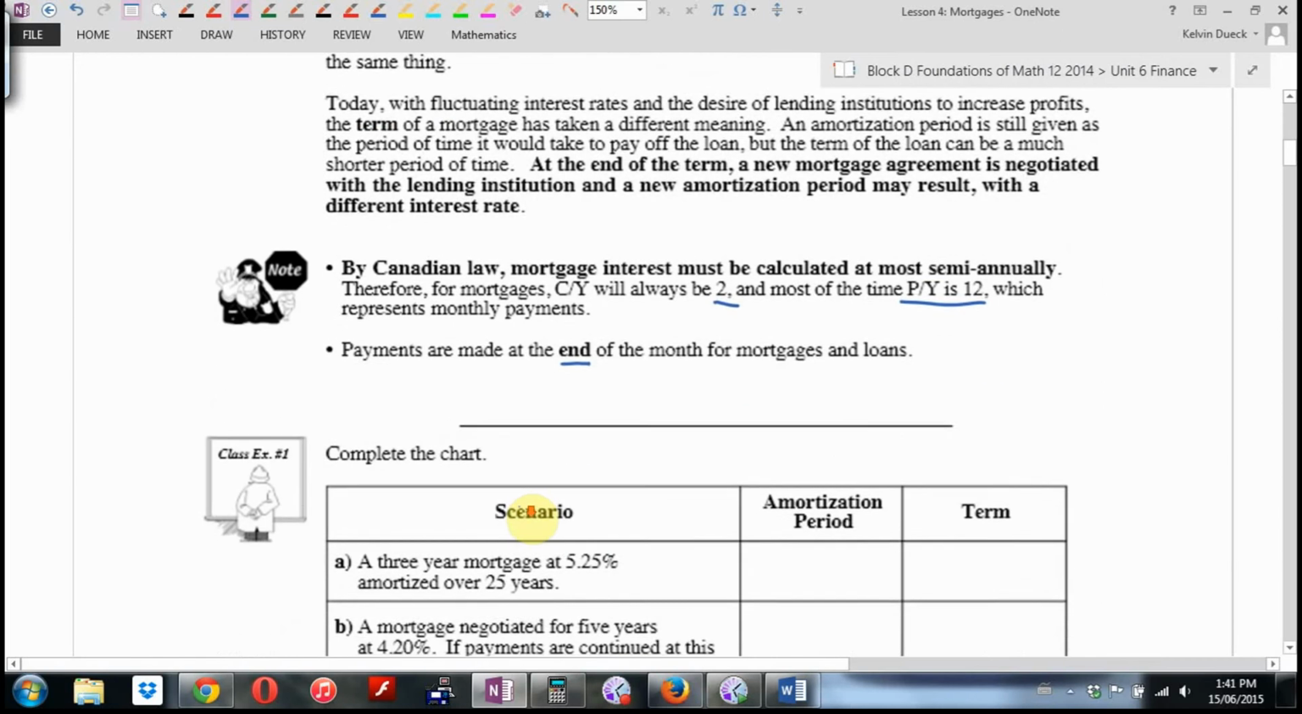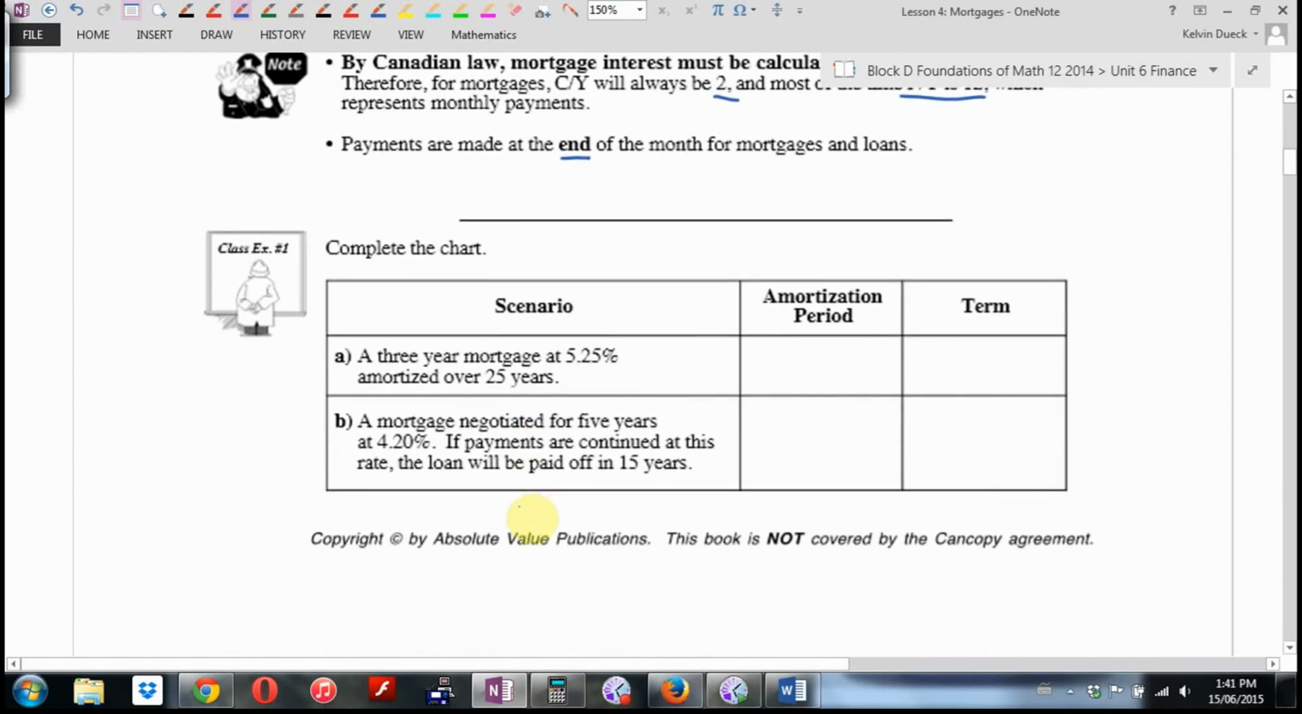Complete the chart, it says. A 3-year mortgage at 5.25%, amortized over 25 years. What's the amortization period? 25. By the way, the abbreviation for years is actually a lowercase a for annually, not Y. Y is taken by something else. What's the term? 3.